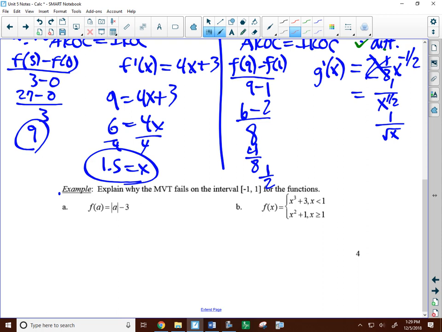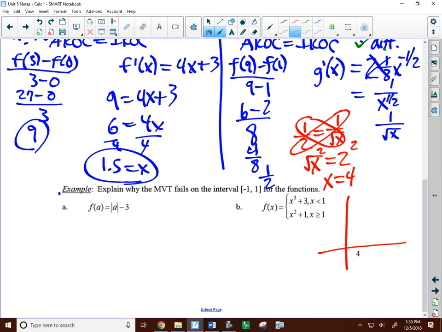Finally, I will set the AROC 1/2 equal to the IROC function 1 over radical x. And really, the numerators are equal, so I'm really setting the denominators equal. I'll do this. 1 times cross multiply. 1 times radical x is radical x. 1 times 2 is 2. Square both sides, so we get 4.